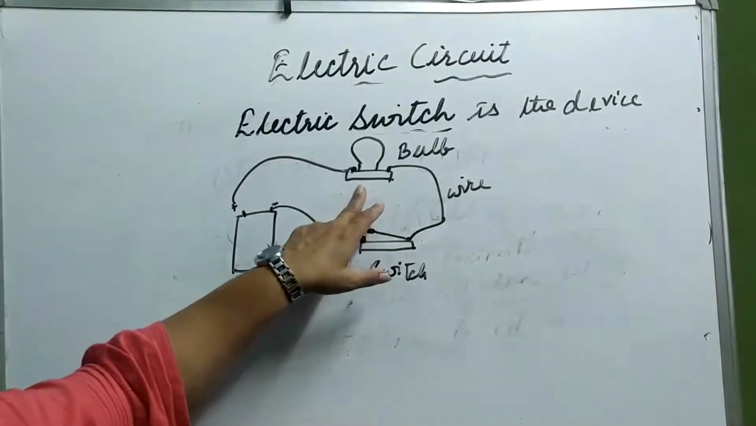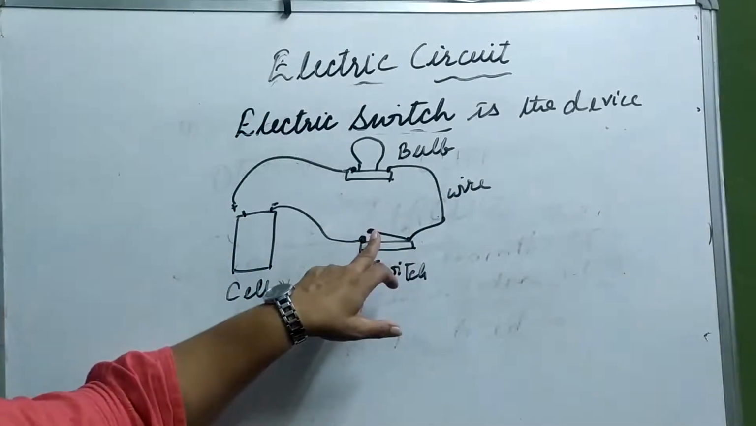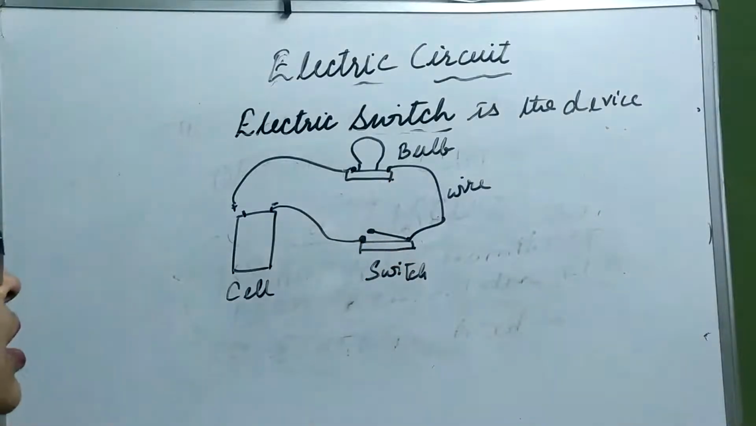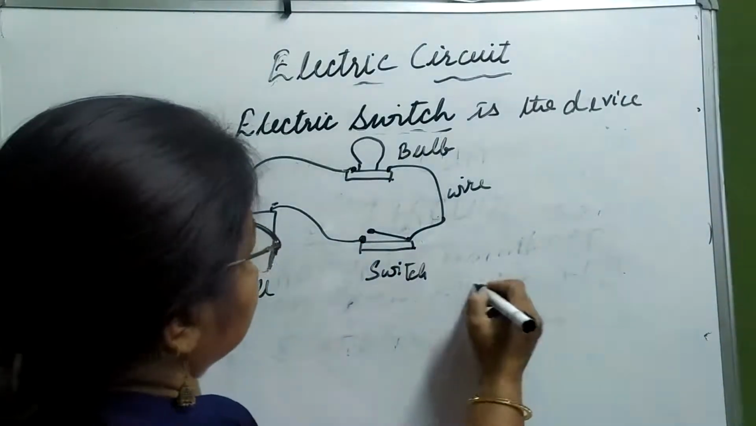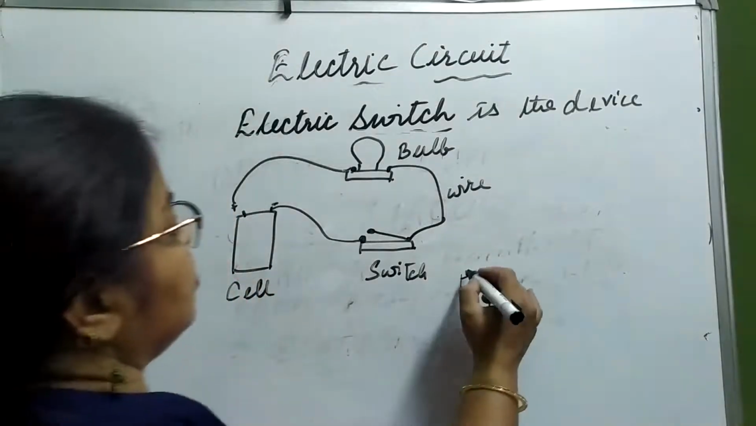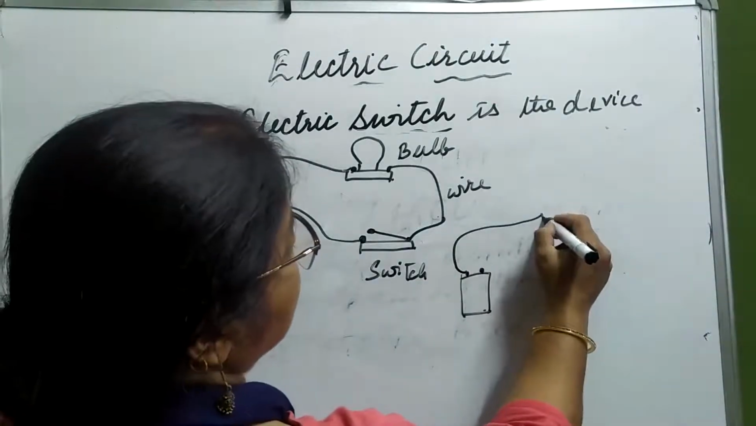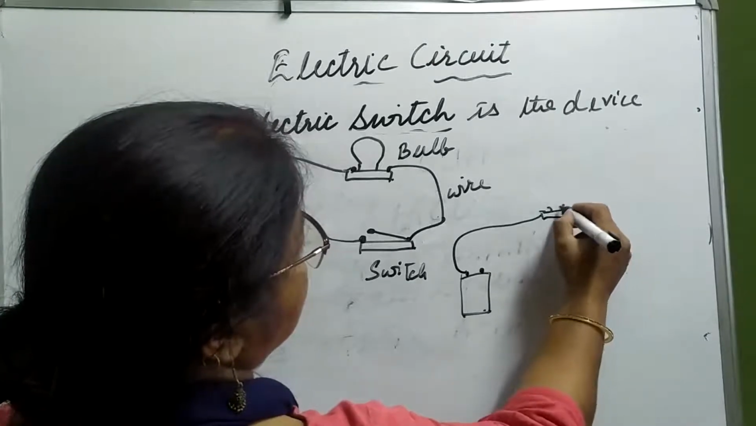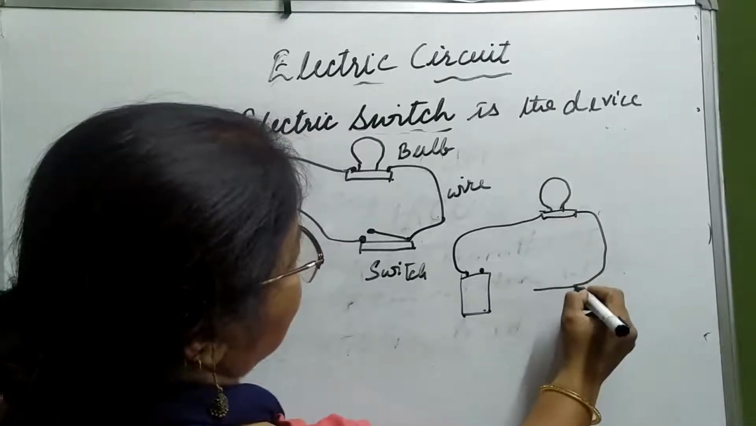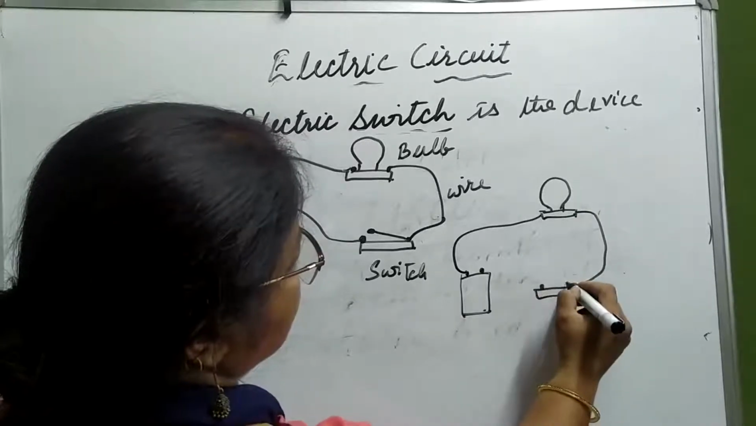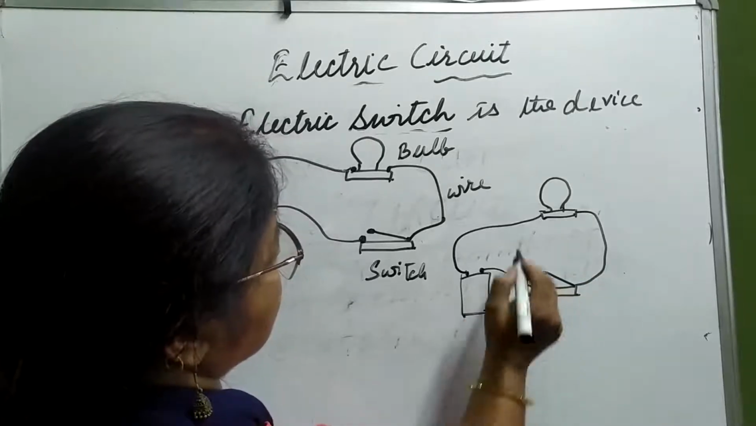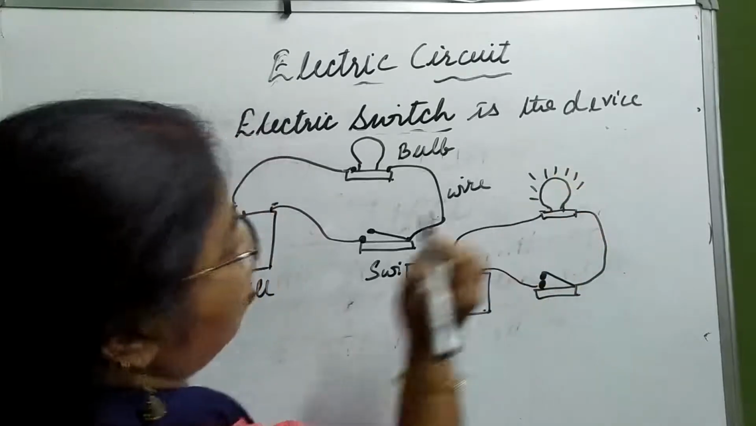The bulb is not glowing. Why? Because they are not in contact with each other. So this circuit is open. Then let me make another one. Cell, two terminals, wire connected to the bulb, then this is connected to the key, and connected. Now in this case the bulb is going to glow.